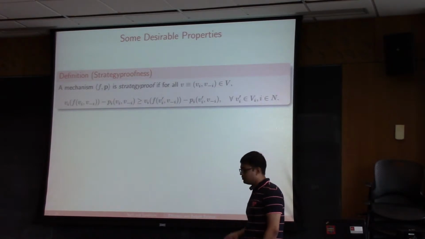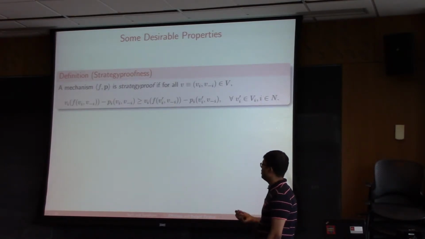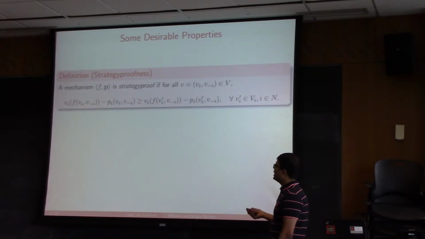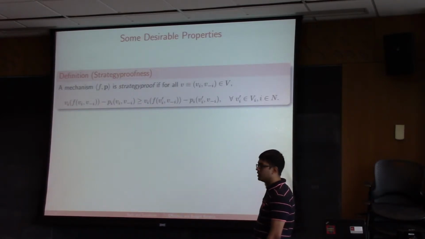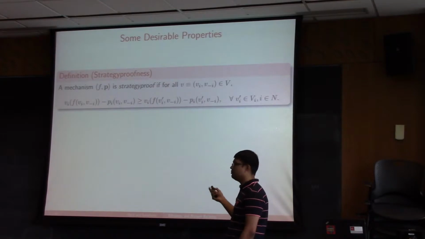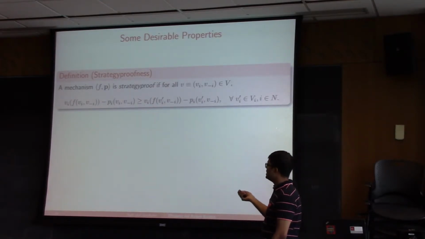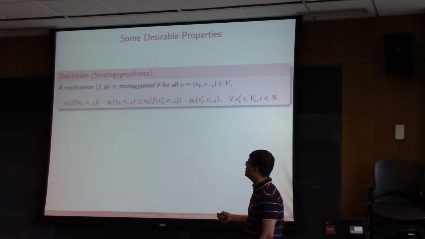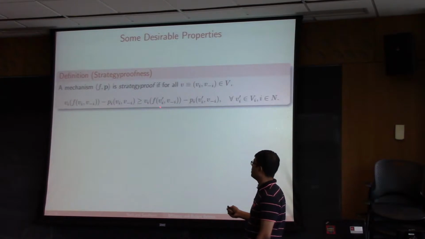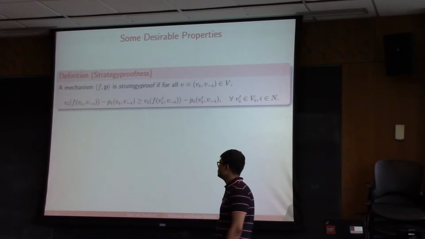So, now the formal definition of strategy proofness or truthfulness in our setting is: a mechanism (f, p) is strategy proof if for every v minus i, the valuations of the other agents, agent i is always going to be better off by reporting his valuation truthfully. And the VCG mechanism that we talked about is strategy proof according to this definition. The valuations and the payments are such that even if you report some other vi prime, this is always going to be larger when you are reporting your valuations truthfully.